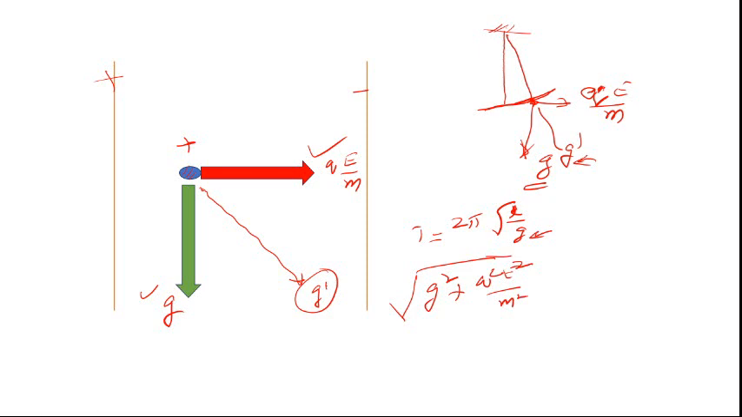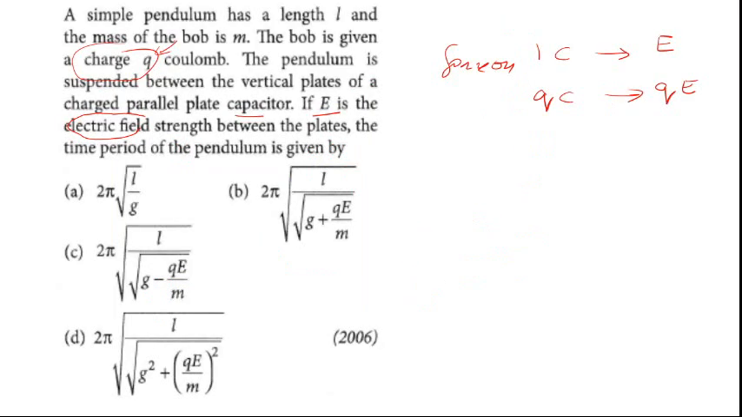So therefore the answer would be, definitely this is not possible, and they get added. So therefore this should be the case. So even this is the effective g or g dash is greater than g, okay, and of course option D is the correct choice.